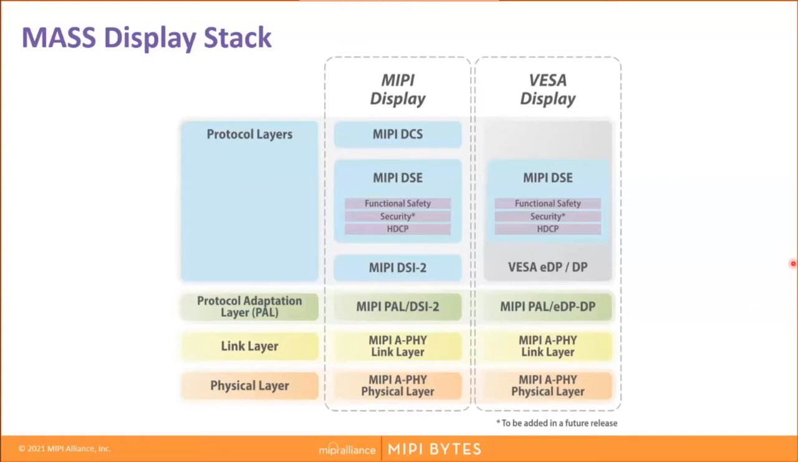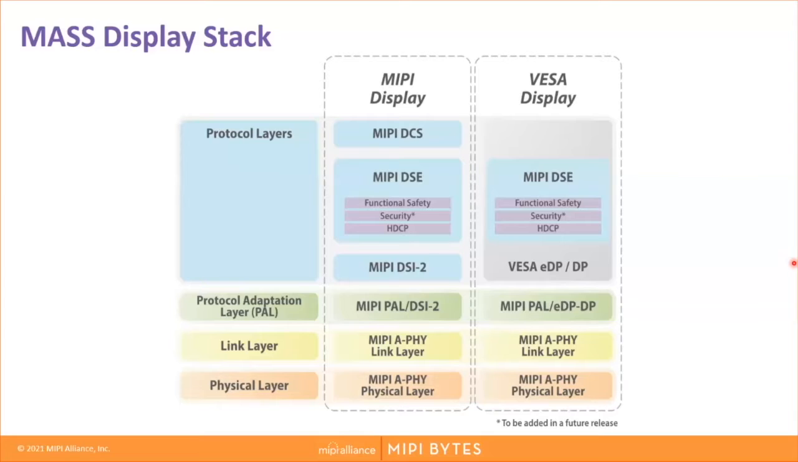This diagram helps to understand the MIPI MASS specifications dedicated to automotive displays. We call this our MASS display stack diagram. On the left side of the diagram, you can see how we've broken up the layers into four different categories. At the base, the foundational layer is called the physical layer. Above that, we have the link layer set of specifications. And then in order to get the MIPI protocols onto the physical and link layer, we use this protocol adaptation layer. And finally, we have the traditional MIPI protocol layers.